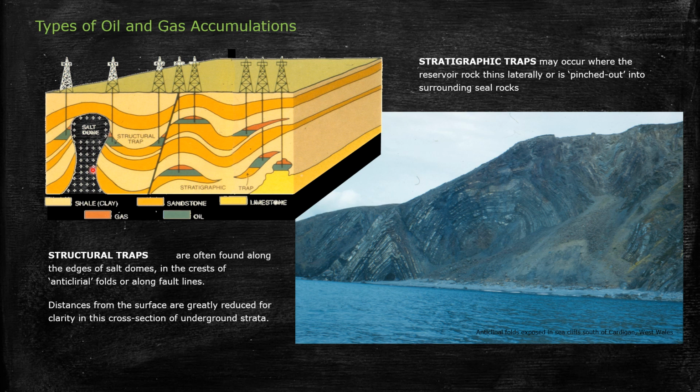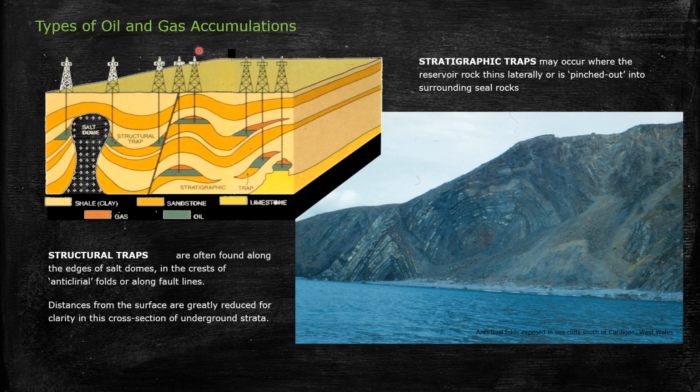If you see here, in this scenario, we have a structural trap, which is often found along the edges of salt domes. Here, again, because salt is impermeable, and then this layer is again impermeable, it's not allowing oil and gas to move through it. So we'll have a trap here as well. And then you can see again there is a fault here, and again we'll have oil and gas accumulation along the fault zones because of the presence of the impermeable layer here.